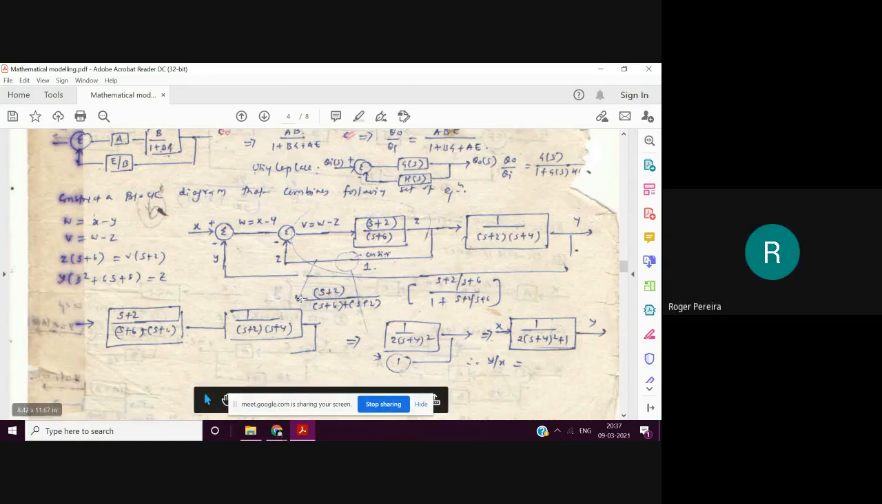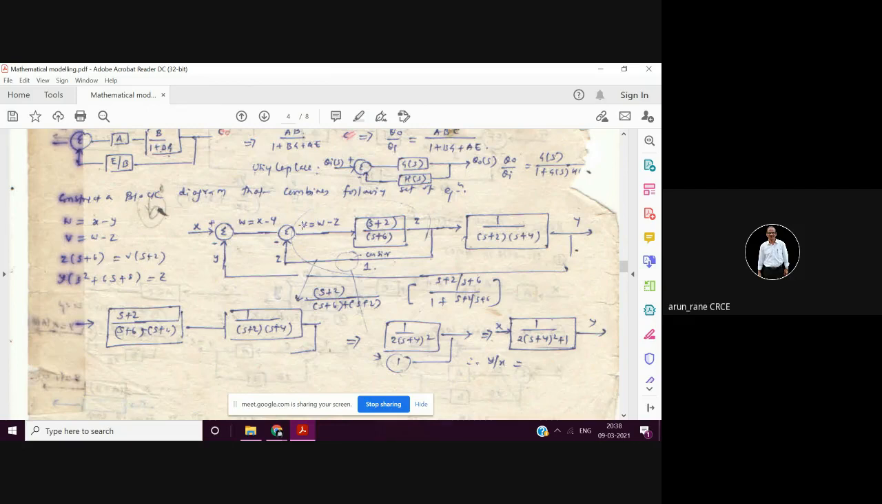But W is also there, na? But it's W minus Z, na? See here V is equal to W minus Z. So W is here. So W minus Z, V is equal to W minus Z. So this is satisfying the second equation. Now the third equation we are writing is Z is equal to V into S plus 2 upon S plus 6. You can take a notebook and pen and write it.